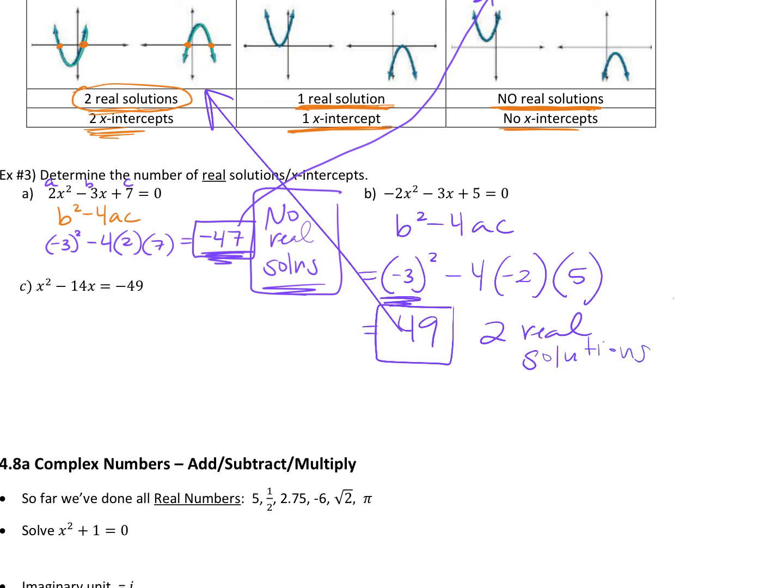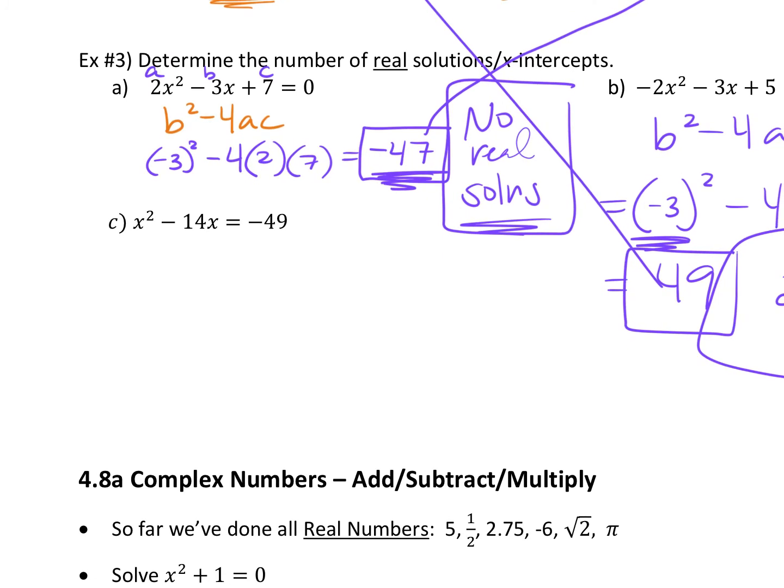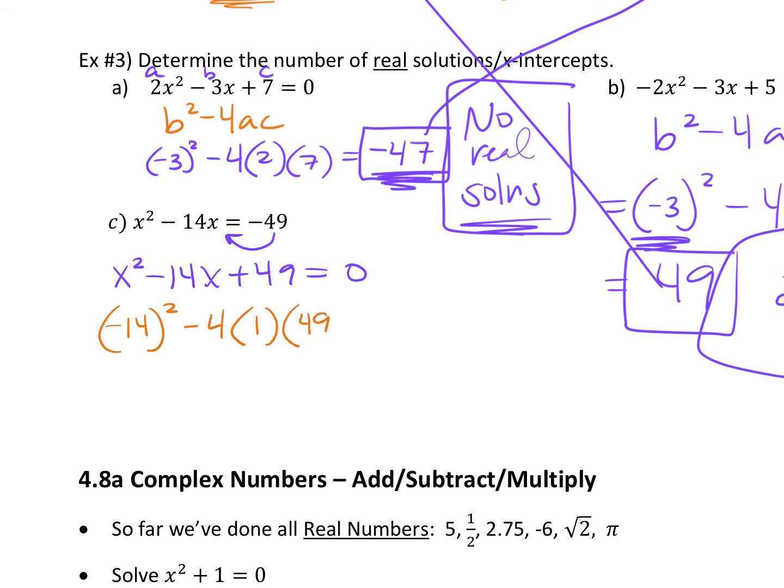Can you guess what this last discriminant is going to equal? 0. We have to move this over, right? So x squared minus 14x plus 49 equals 0. So if you do b squared, that's -14 squared minus 4 times a times c. Plug that into your calculator. It comes out to 0. Okay. How many real solutions? 1 real solution.